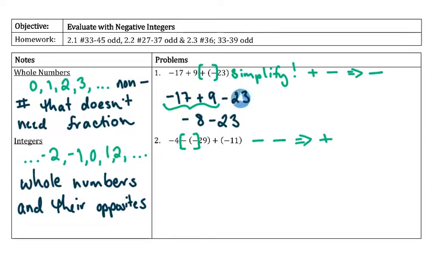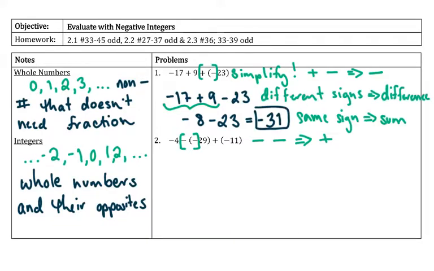Now we have still the minus 23 to go. -8 minus 23, the signs are the same. They're both negative, so we're going to find their sum. 8 and 23 together is 31, and it's going to stay negative. We've boxed our final answer, -31.